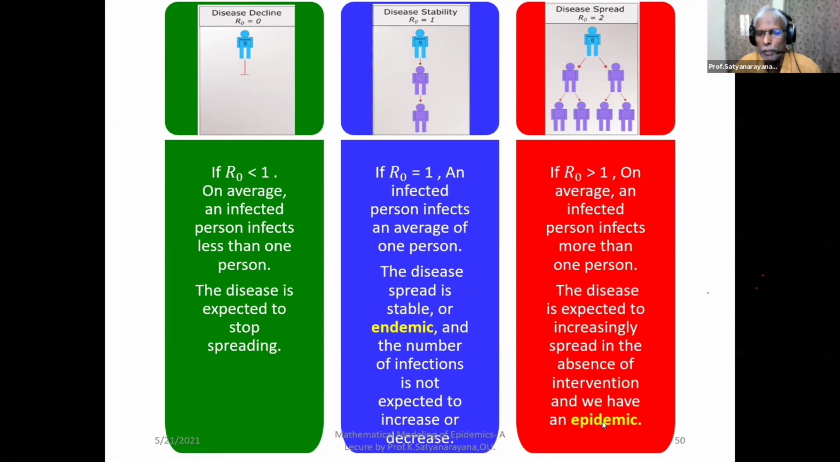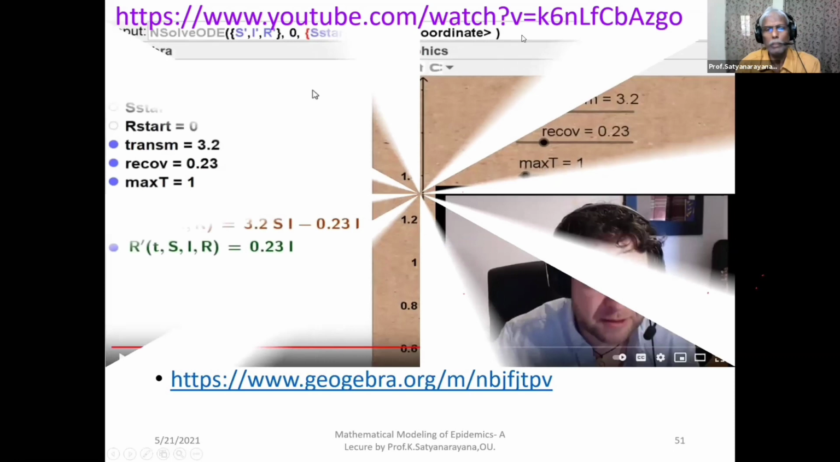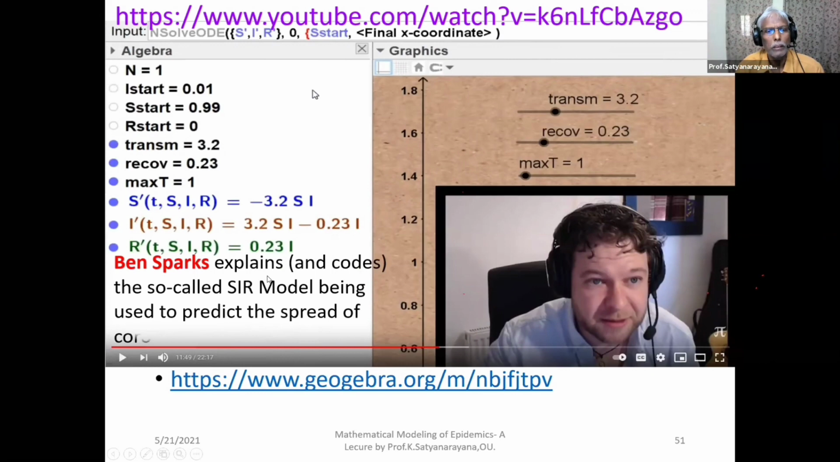Okay. Now this is the last 5 minutes. So we will now write, this is from YouTube, which we have taken. And here is Ben Sparks. This is the man, Ben Sparks, who explains and has given a code. This is a GeoGebra code he has given. The so-called SIR modeling is being used to predict the spread of coronavirus. This is the code he has given.